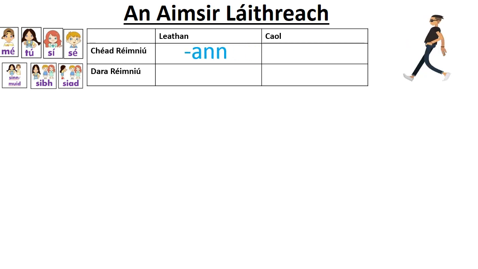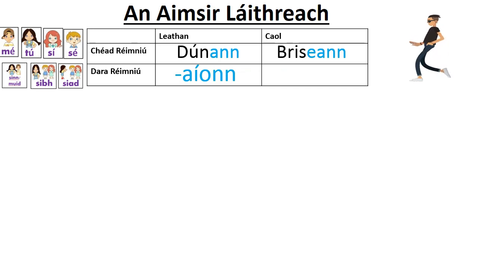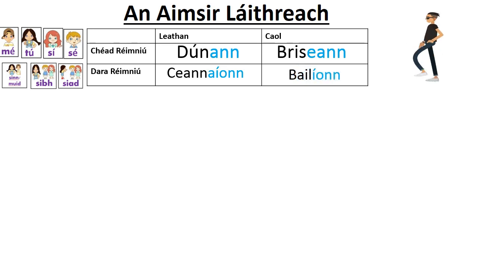And it's ann. Dúnann. Here again, it's ann, but with the E for the caol version. Briseann. In our two-syllable group, aíonn. Ceannaíonn. And again, íonn, but with the A knocked off because it's narrow. Bailíonn. Dúnann, briseann, ceannaíonn, bailíonn.